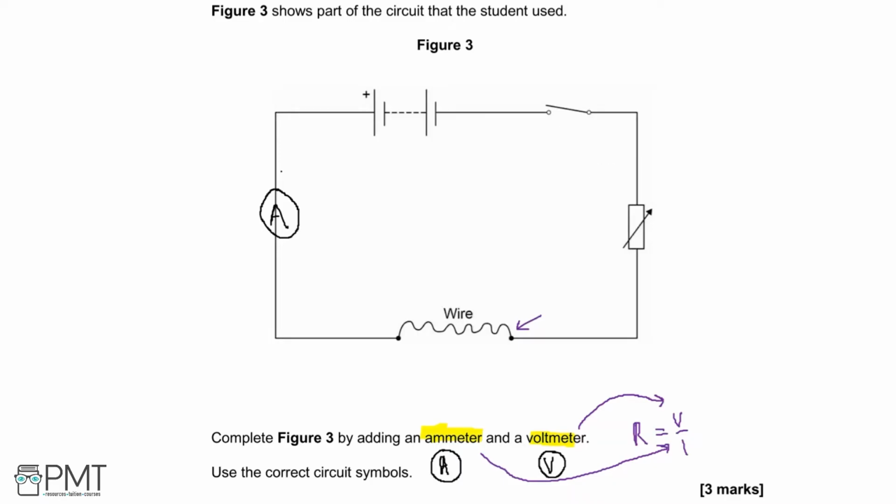And now for the voltmeter. When we're talking about voltage, or potential difference, we talk about the potential difference across a component. Potential difference is between 2 points, for example, these 2 points on either side of the wire. We're talking about the difference in energy transferred per unit charge from this point to this point. So we need to put our voltmeter in parallel with our component. So that looks like this.